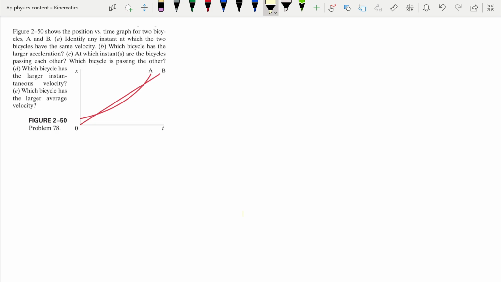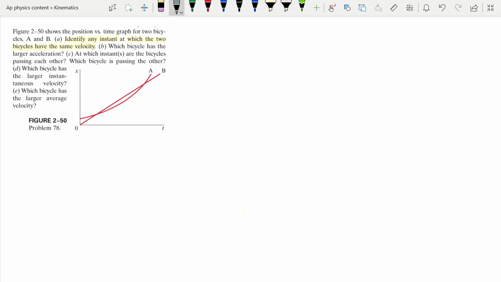In this question, we will do a detailed analysis of this position-time graph. As you see in this position-time graph, for one bicycle the graph is curved, whereas for the other bicycle the graph is a proportional line. Okay. So our first question is: identify any instant at which the two bicycles have the same velocity.